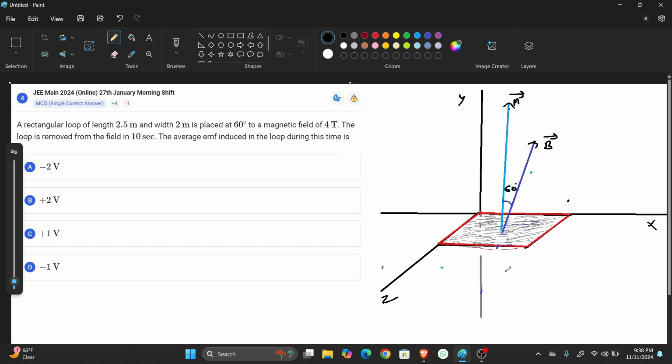So we have to find first the initial flux through the loop. What will be the initial flux? B A cos theta, where theta is the angle between B and A. B was initially 4 Tesla, A was 5 meter square, and cos 60 will be 1 by 2. Phi initial is 10 Weber.